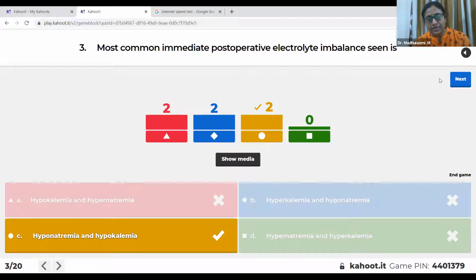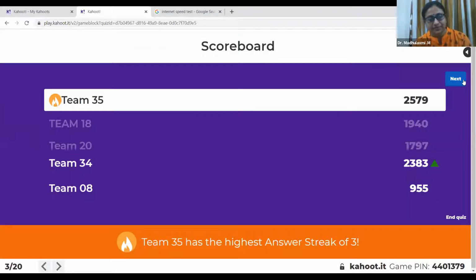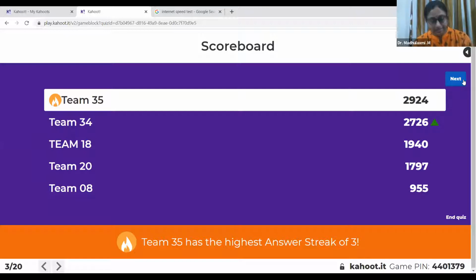Scoreboard. Let's see which of the 2 teams got it right. Team 35, and Team 34 is a close second. Let's move Team 18 to third spot. Next question.